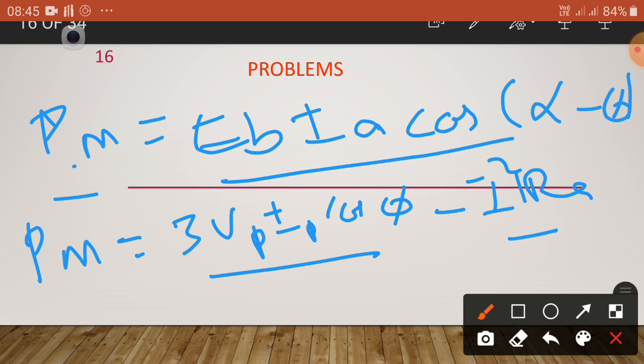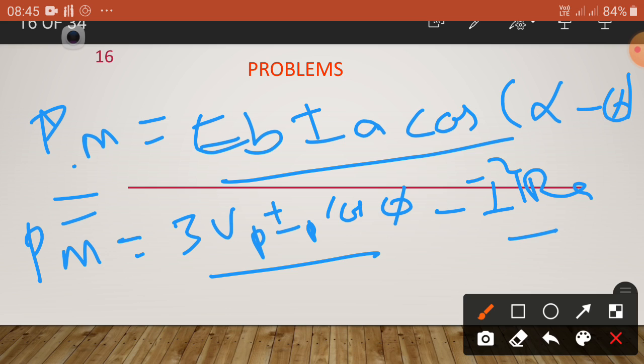So these are equal. We can write it as EB into IA into cos(alpha minus phi), or we can write it as the input minus the copper losses, which take place in the four phases. This is the total for the phase values. Then after knowing this, we are going to calculate.